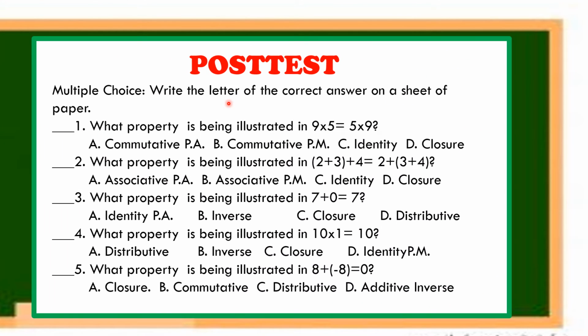We are now ready to answer the post test. For number 1, the answer is letter B. Number 2, what is the answer? The answer is letter A. Number 3, what is the answer? The answer is letter A. Number 4, we have letter D. And for the last number, number 5, the answer is letter D.